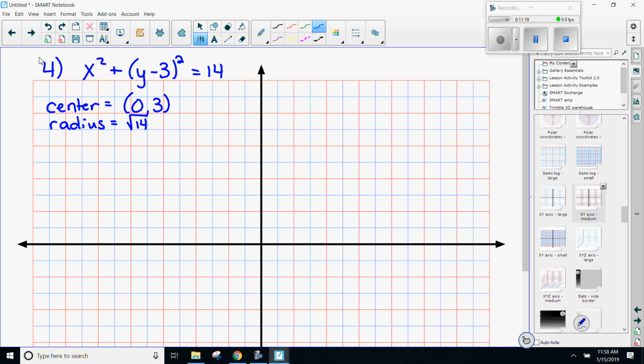What's it between? 3 and 4, because the square root of 16 is 4, right? So it's fairly close to that. So the center of your circle is 0, 3. And your radius is close to 4. Some of you got it as a decimal. What is it as a decimal? 3.74. And so you have to go about 3 3/4.